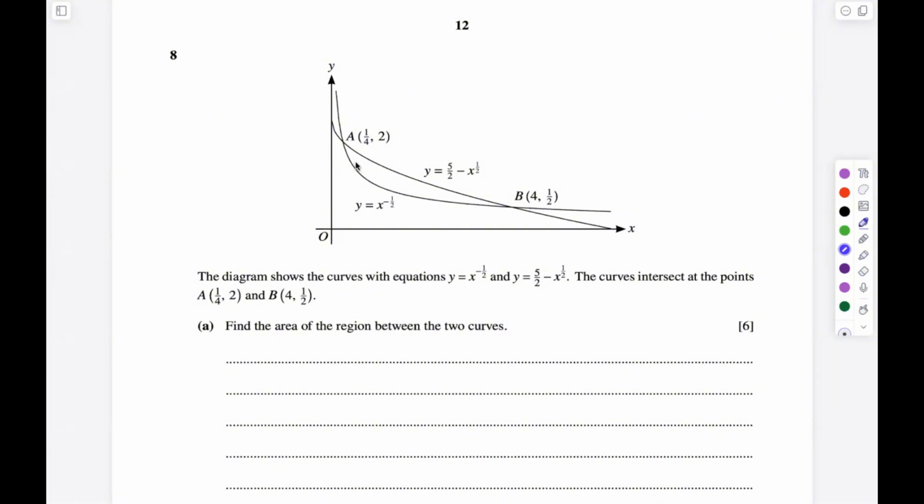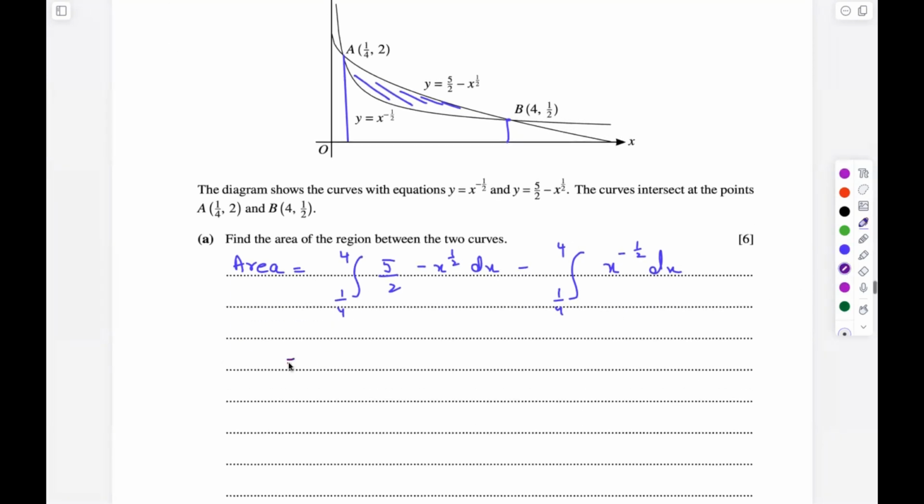Now, to find the area of the region between the two curves, we'll have to find the area under the curve for 5/2 minus x to the power half, and then subtract it from the area under the curve for y equals x to the power minus half. So the area will be equal to the integral of 5/2 minus x to the power half, with limits from A to B. The x value at B is 4 and at A is 1/4, and we'll subtract the integral of x to the power minus half, with limits 4 and 1/4.